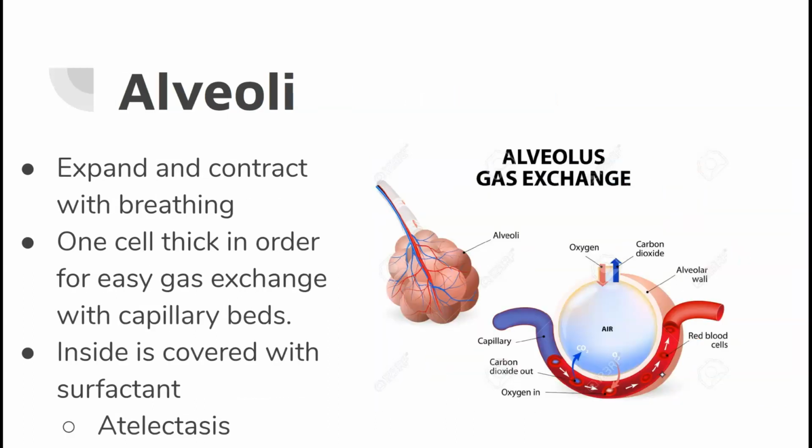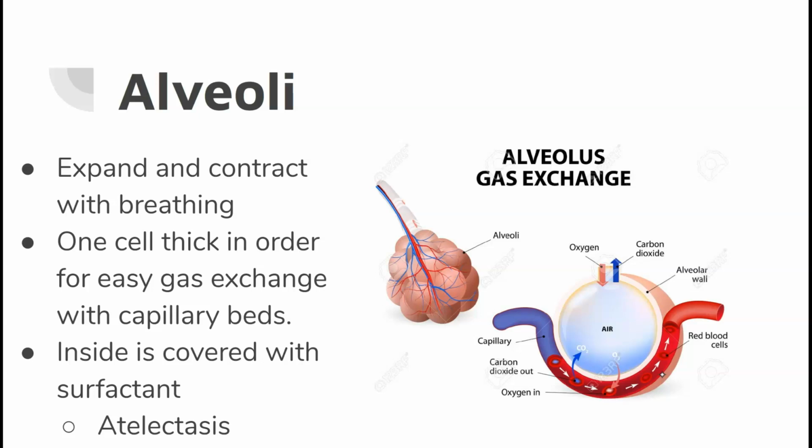Your alveoli are the functional portion of your lungs, right? They're like these little cute grape vines at the end of each bronchiole. They're very, very thin, right? You have one layer of epithelial cells that makes up an alveolus, and one layer of epithelial cells that makes up a capillary. So that oxygen and carbon dioxide only have to pass through two cells. It's very thin. Gas exchange is usually very easy.